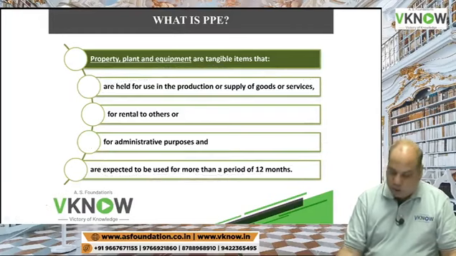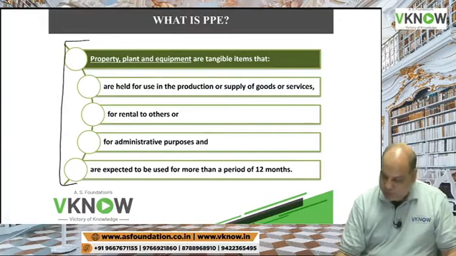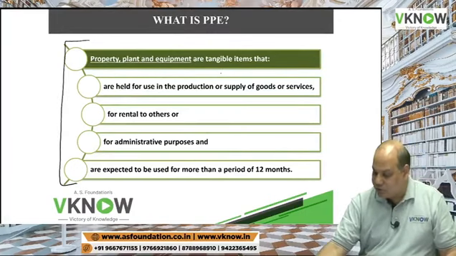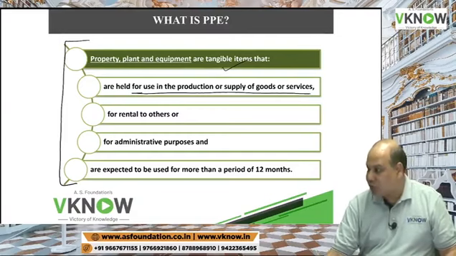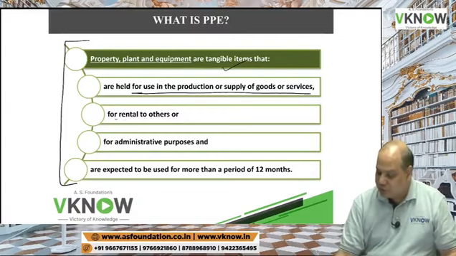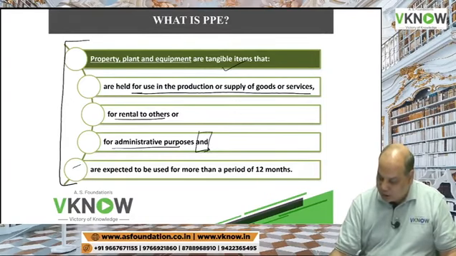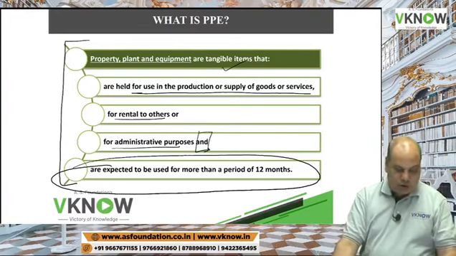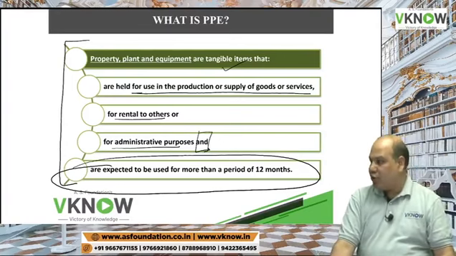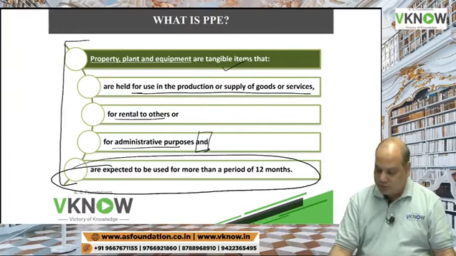So can you revise it? PPE are tangible items either used in production or supply of goods or services, for rentals, or for administration purposes, and are expected to be used for more than 12 months.